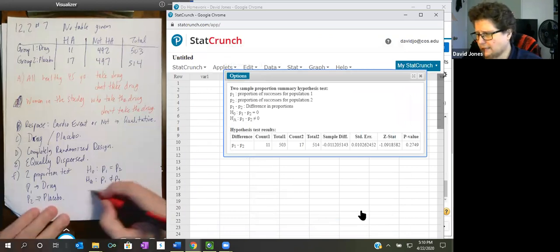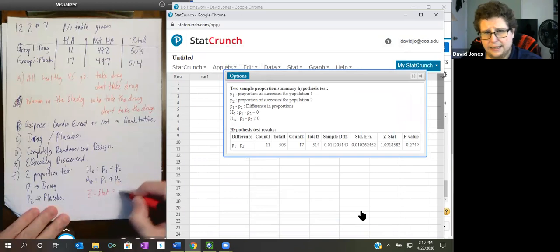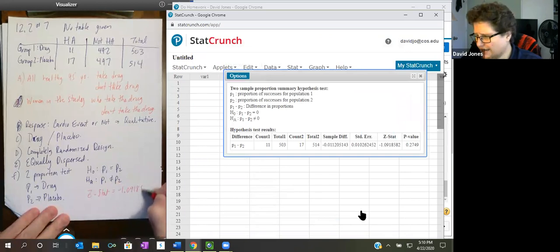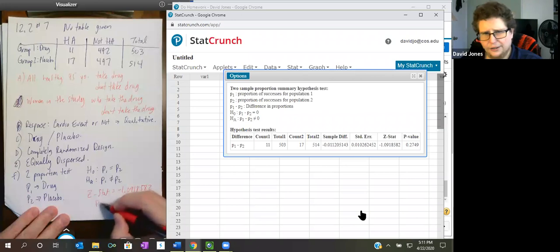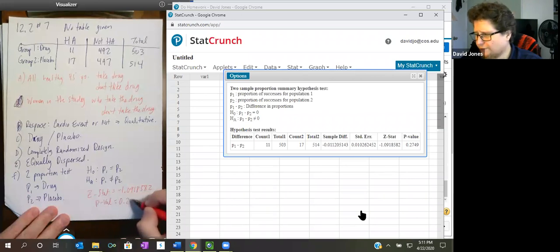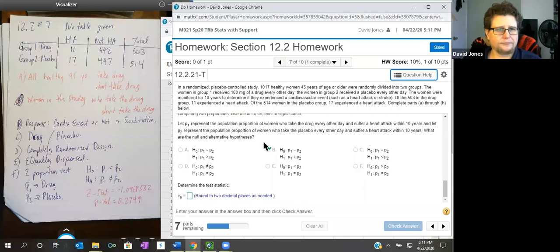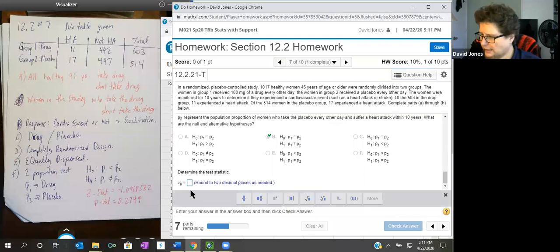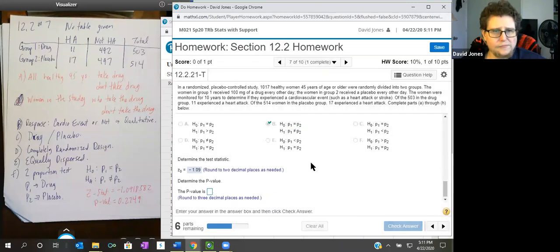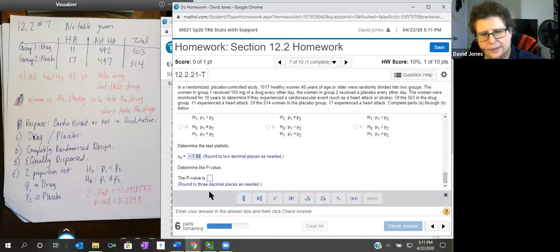My z-stat is negative 1.09185882. The p-value is 0.2749. I don't know how many decimal places they want, so I'm writing them all down. To 2 decimal places, negative 1.09. The p-value to 3 decimal places is 0.275.